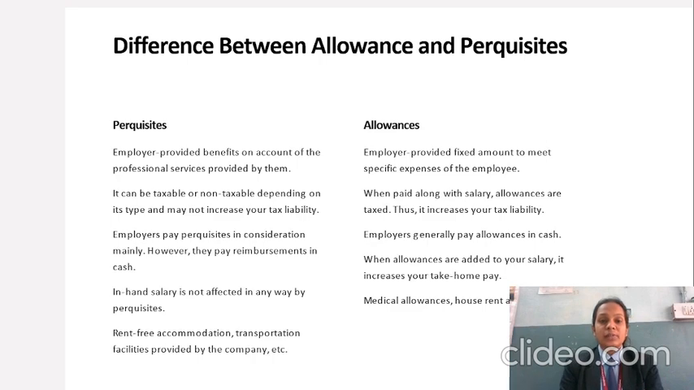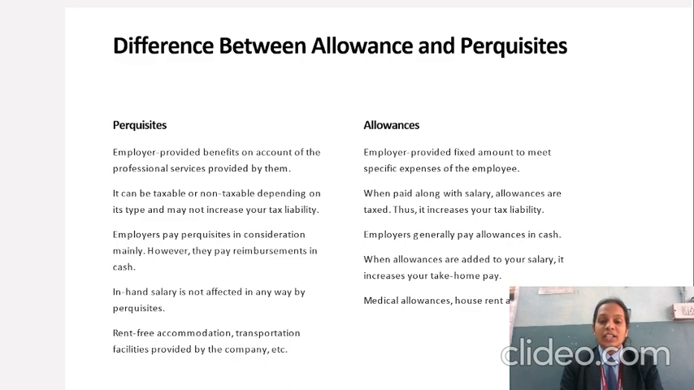Now we see the difference between allowances and perquisites. Perquisites are employer provided benefits on account of the professional services provided by the employee. Allowances are a fixed amount provided by the employer to meet specific expenses of the employee. Perquisites can be taxable or non-taxable, depending on their type, and may not increase your tax liability. Allowances are paid along with the salary. Allowances are taxable and increase your tax liability.